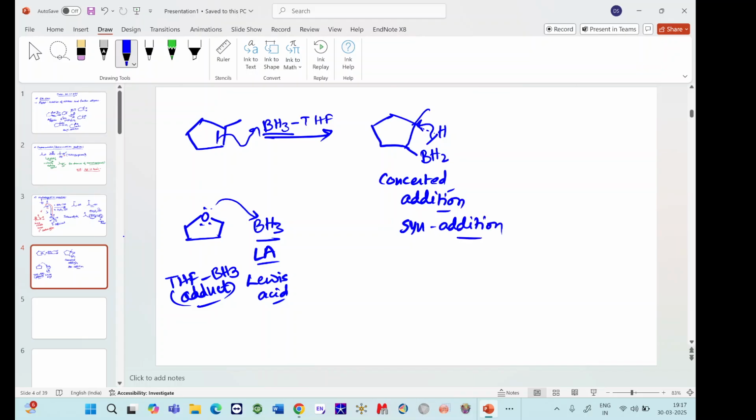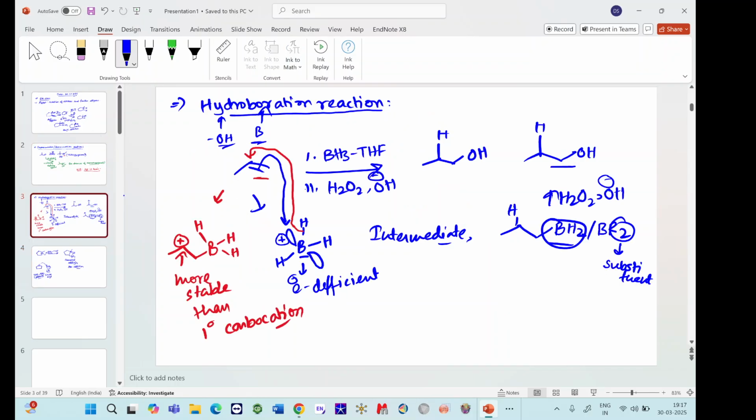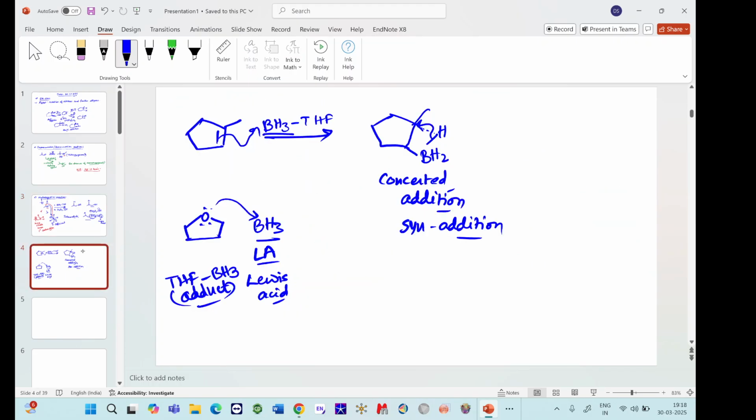If it was in the two step process, then what will happen in the intermediate? So yeah, this is the intermediate. So as this is a concerted process, then it will come from the same side. It cannot go to the other side and attack from there. Okay, from the same side it has to attack. So that is why the product's relative geometry will look like this.